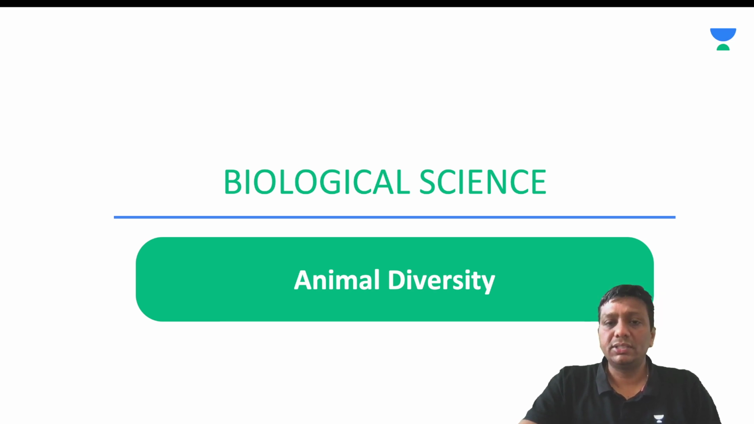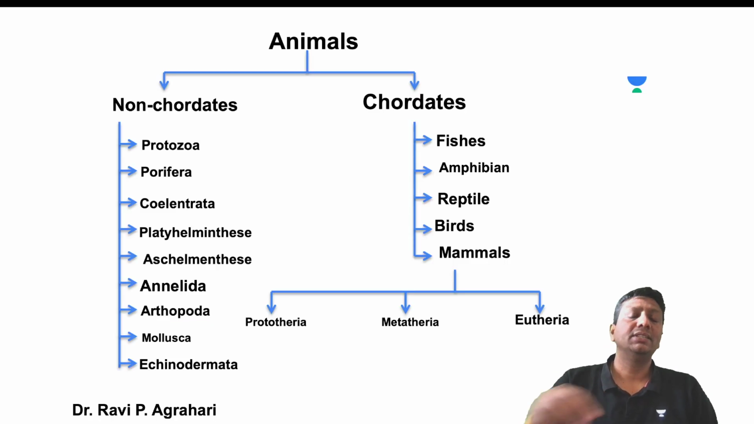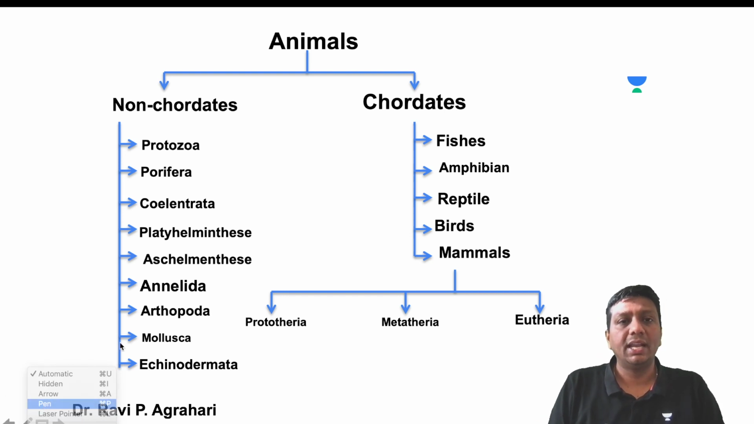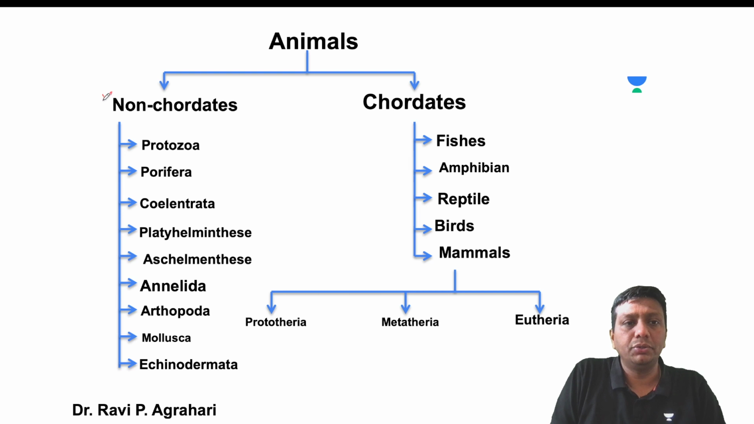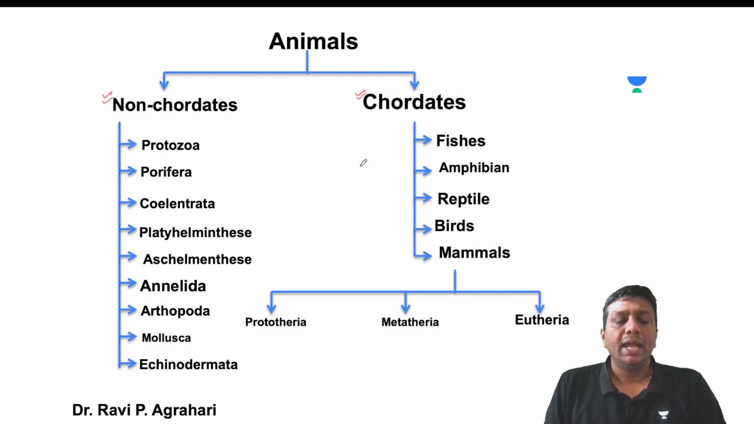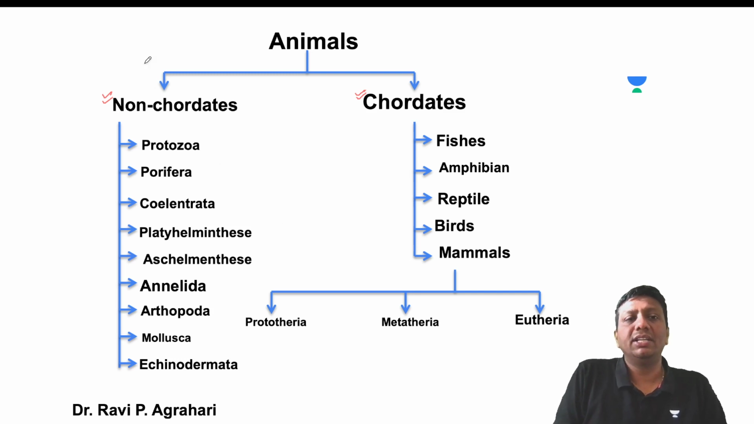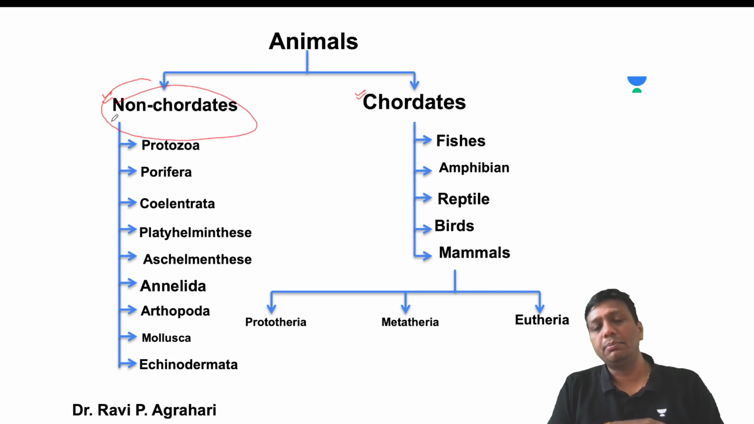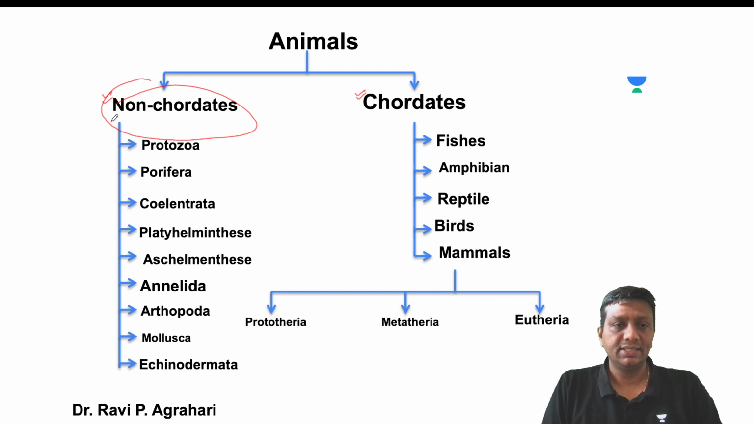So this is biological science, and the topic is animal diversity. The fun thing, guys, that I'll tell you first: if you classify the animals overall, they are actually divided into two groups. One is non-chordates and the second is chordates. In this lecture, I will discuss the non-chordate portion. The chordate portion I'll discuss in the next lesson.